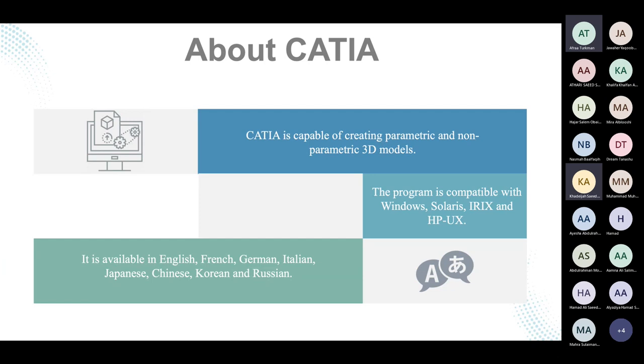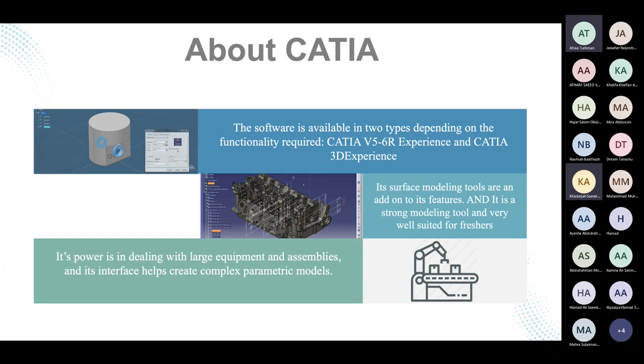It is available in 8 languages, which are English, French, German, Italian, Japanese, Chinese, Korean, and Russian. The software is available in 2 types, depending on the functionality required: CATIA V5 Experienced and CATIA 3D. CATIA V5 is the latest version, and it's characterized by improved user productivity and ease of use. It also offers high compatibility with other versions and a smoother transition to the 3D experience.